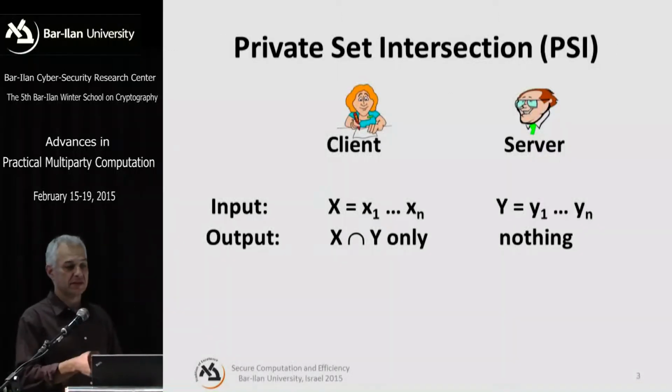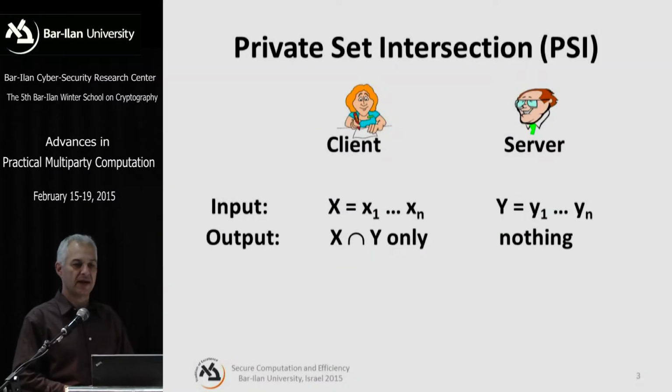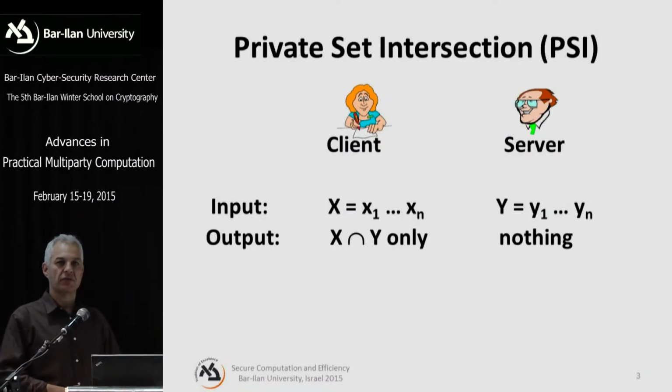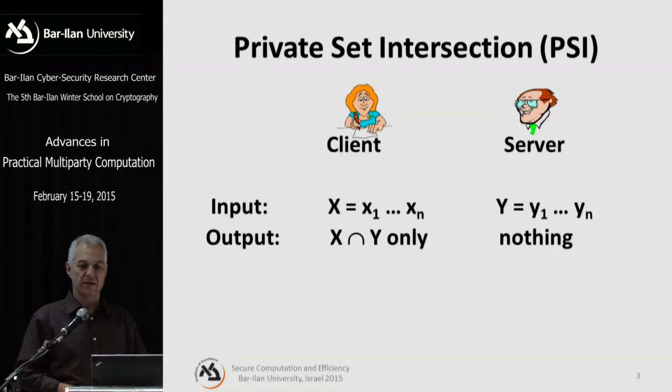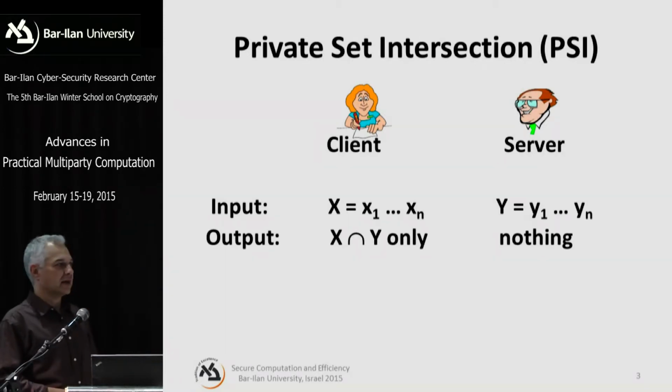Okay, so what's this problem? It's private set intersection. So we have two parties, Alice and Bob, or client and server. Each of them has a set. Suppose that each of the sets has n items, x1 up to xn for the client, and y1 up to yn for the server. And at the end, the client should learn the intersection of the two sets and nothing else, and the server should learn nothing.